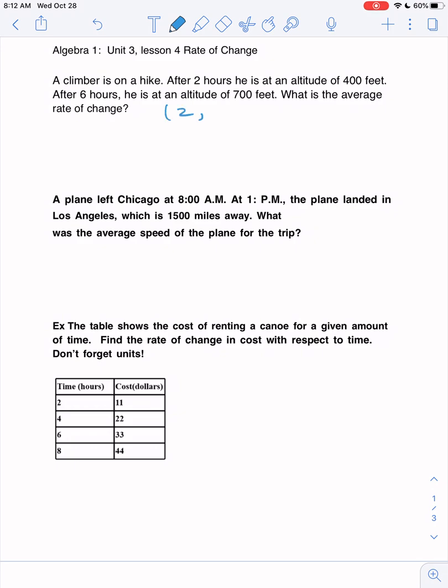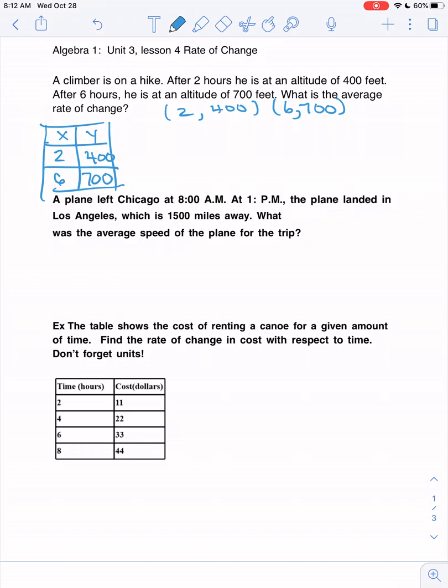At 2 hours, he is at 400 feet. At 6 hours, he's at 700 feet. Or maybe you prefer the table of values. If we consider it an XY table of values, at 2 hours, he's at 400 feet. At 6 hours, he's at 700 feet. And we're going to find the slope of that line, his increase.